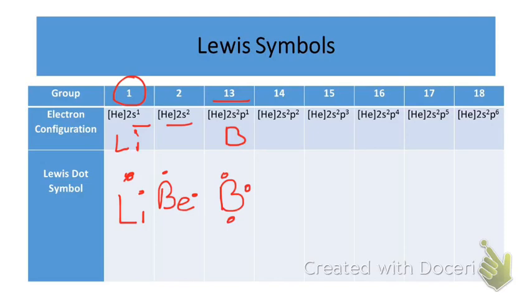And then carbon is next. How many valence electrons does carbon have? 4. All of group 14 has 4, so we're going to work our way around: 1, 2, 3, and 4. And there are our 4 dots. Then we have nitrogen next, and nitrogen is going to have 5 valence electrons, so it's got to have 5 dots: 1, 2, 3, 4, and now we're going to start all over again, 5. There's the Lewis dot symbol for nitrogen.